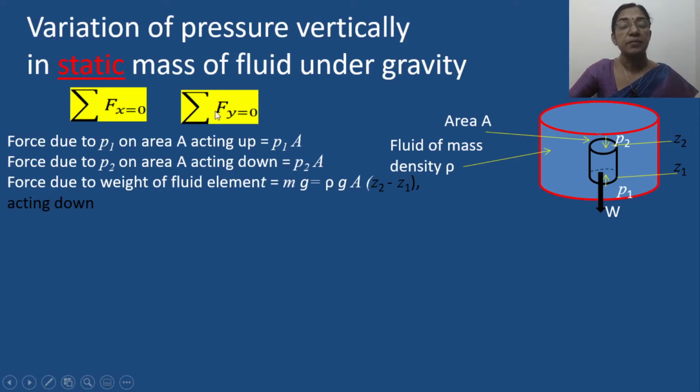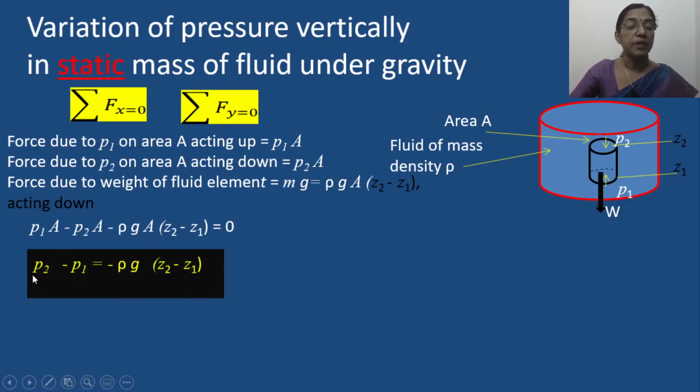So if we consider ΣFi equals 0, then P1 into A minus P2 into A minus ρg into A into (Z2 minus Z1) equals 0. P2 into A and ρgA into (Z2 minus Z1) are both in the downward direction, whereas P1 into A is acting upward. Eliminating the common factor A, the equation is P2 minus P1 equals minus ρg into (Z2 minus Z1).